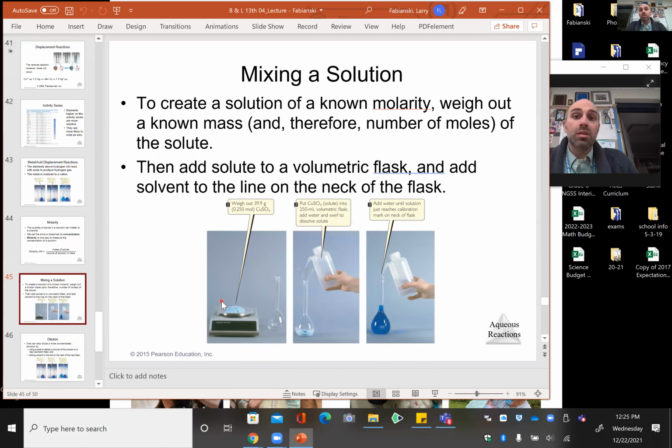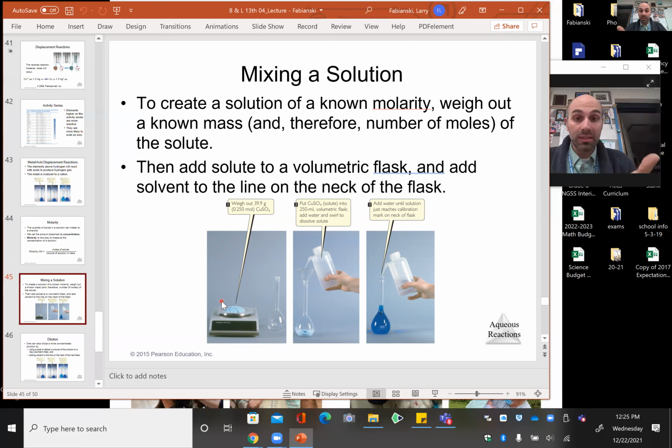When we mix a solution to create a solution of known molarity, because we're talking about moles, we weigh out a known mass. We can therefore convert it into moles using the molar mass. And then we fill usually to an indicated volume, 250 milliliters, 500 milliliters, a liter, whatever. And then we do the calculation: moles of solute per the total volume of solution.